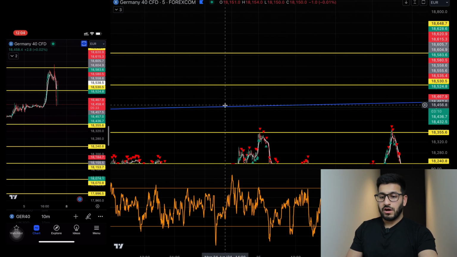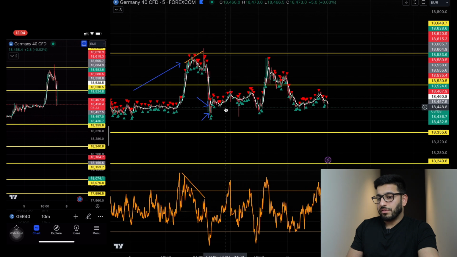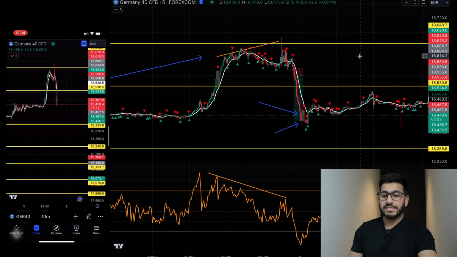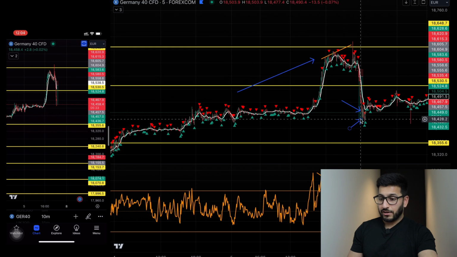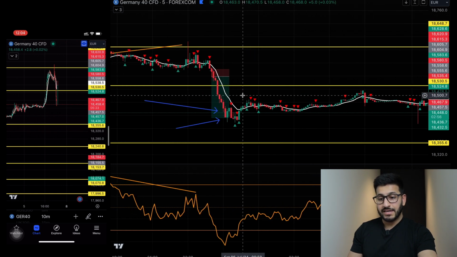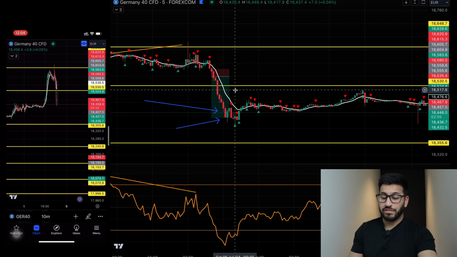Now, I didn't know how long it was going to go. I didn't know if it was going to go 130, 140, 150. It could go as long as it wants. But at this point, I got in right here because there was some resistance, and that was 1230.